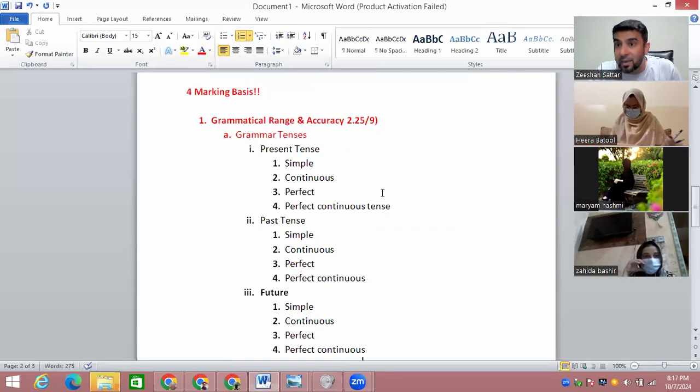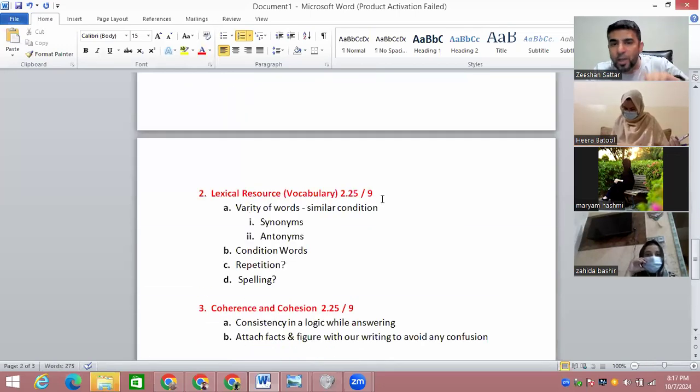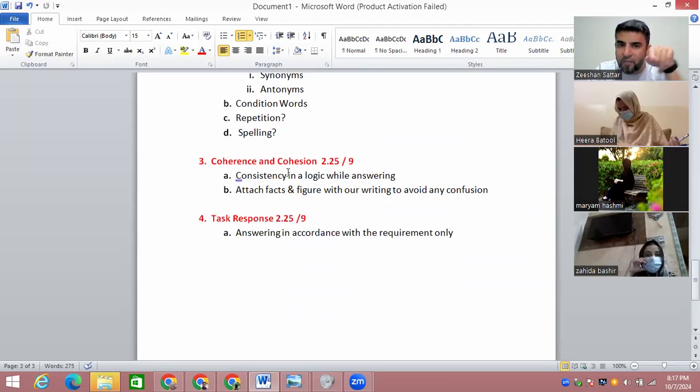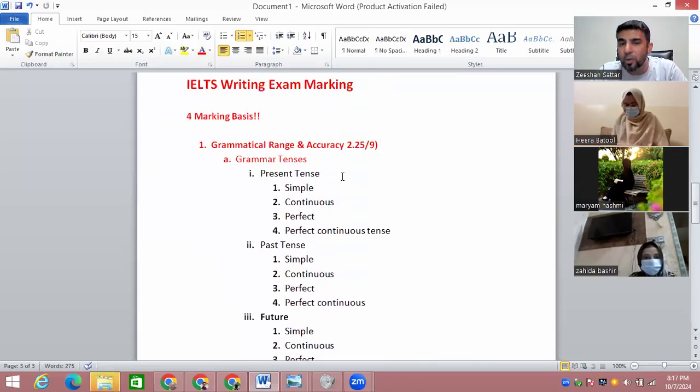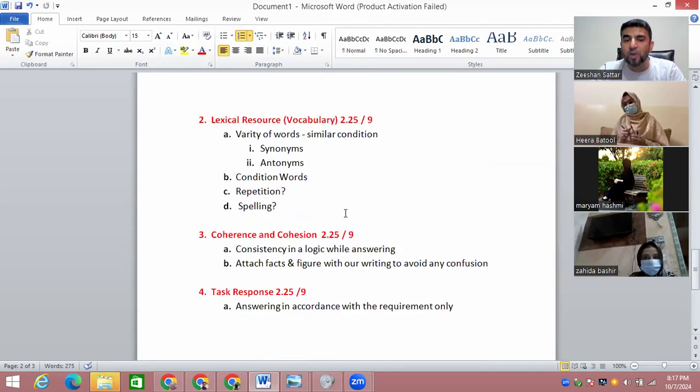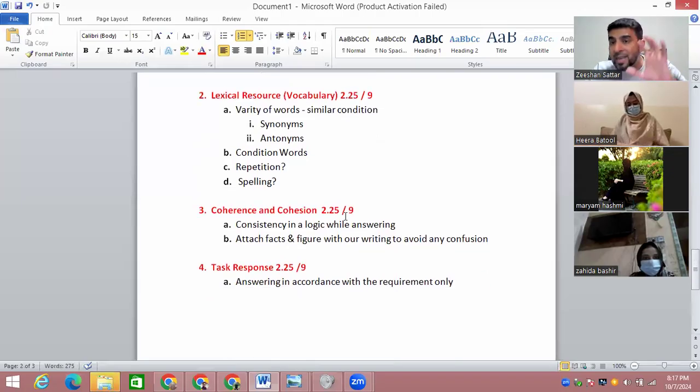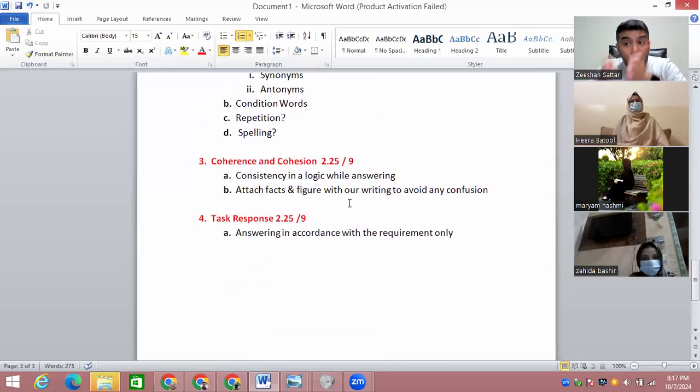if we do like that, I'm telling you, we're going to compromise 2.25 marks of the lexical resource. If we're not working on the factors and the examples, we are compromising on coherence and cohesion. Get ready for minus 2.25 marks. If we are not working on the task response, then get ready for a minus of 2.25 marks for the task response. So every one of the four criteria carries equal weightage of 2.25 marks out of your 9 in total in your writing exam.